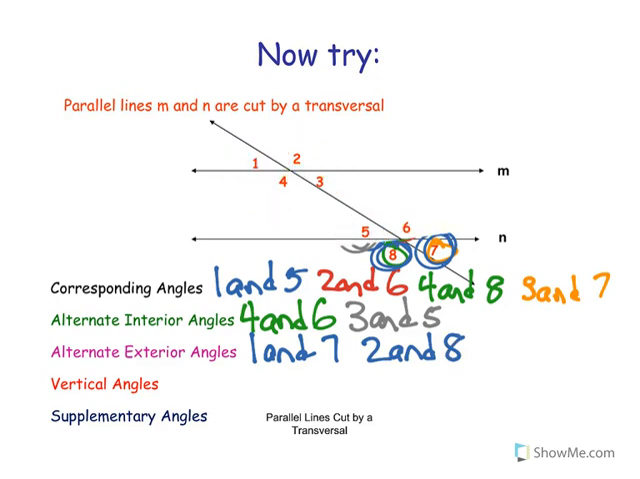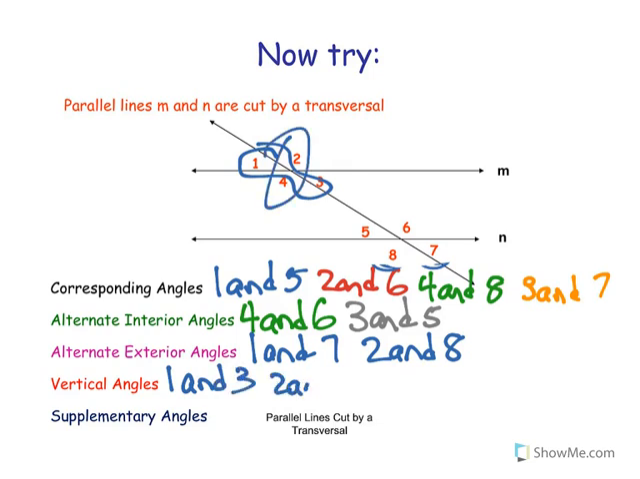All right, let's get rid of all this. Let's talk vertical. So I've got 1 and 3. I've got 2 and 4. I've got 6 and 8. I've got 5 and 7.